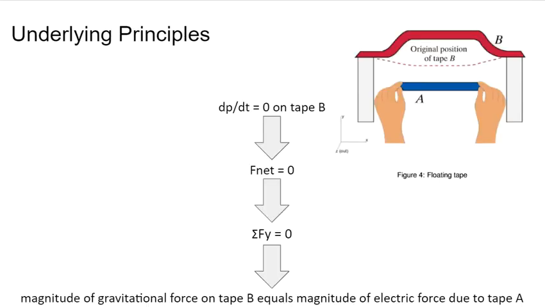0.003381 meters squared. So some of our underlying principles for our model is that the change in momentum over the change in time is equal to 0 on tape B, and so the net force on tape B is equal to 0. So that means the sum of the forces in the y direction is equal to 0. And using that, we can deduce that the magnitude of the gravitational force on tape B is equal to the magnitude of the electric force due to tape A.